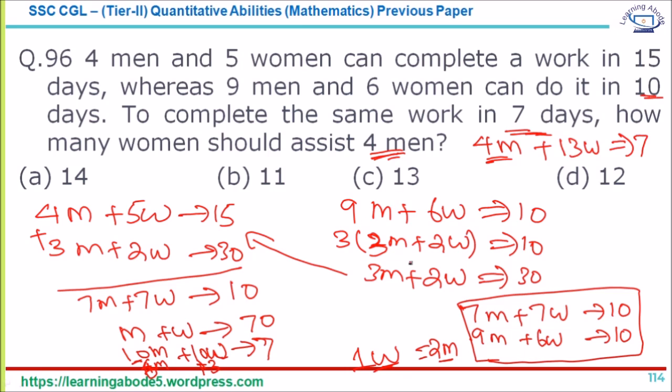It looks a lengthy one, but if you just follow what I have said, I think it's very easy to do. The answer is option C, 13 for question number 96.